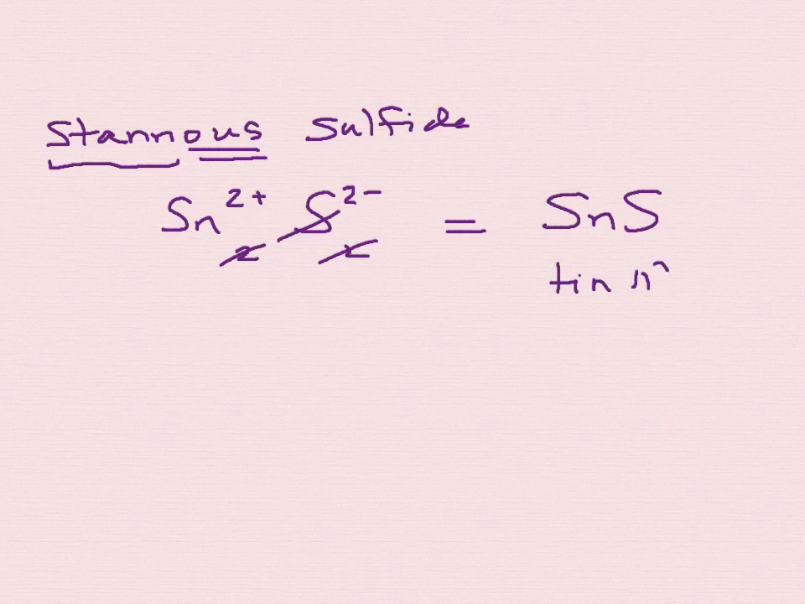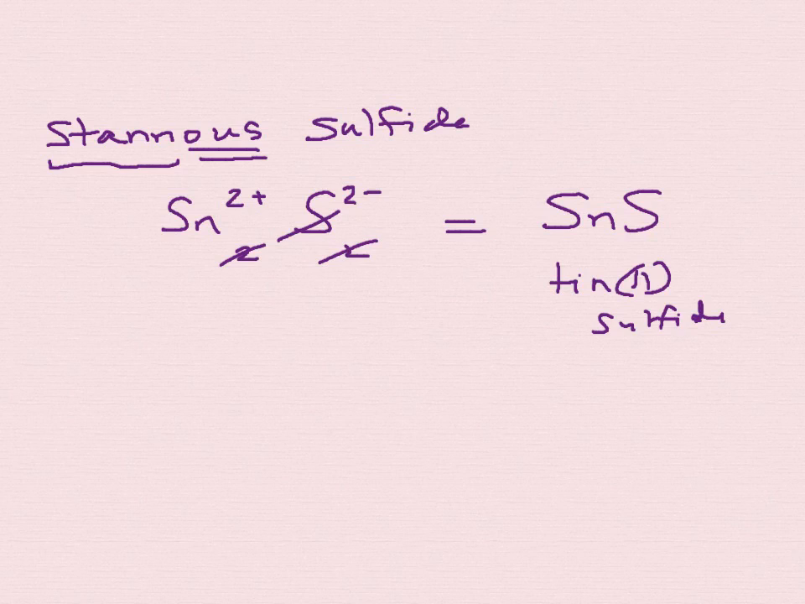Tin 2 sulfide is the other name for that compound. The purpose of crisscrossing is to balance the charges. They're already balanced, therefore the compound is neutral. 1 tin 2 ion and 1 sulfide ion would balance that compound.